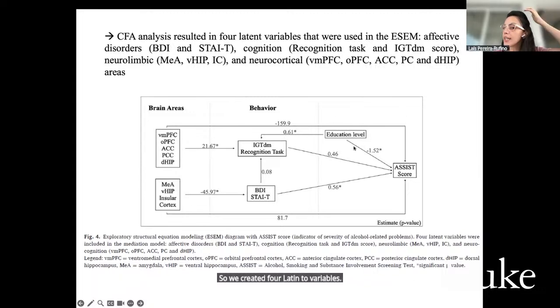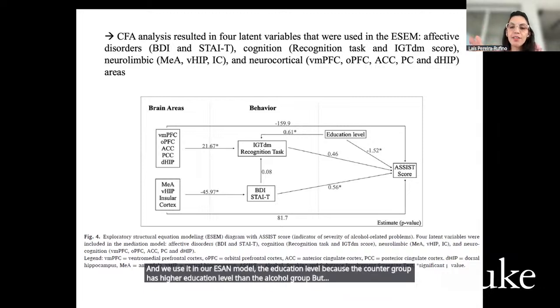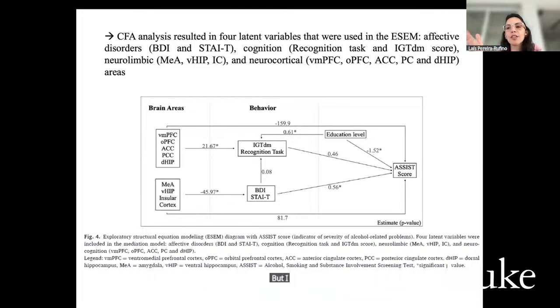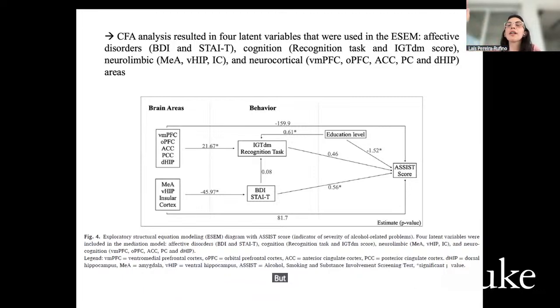And we use in our ESEM model the education level because the control group has a higher education level than the alcohol group, and it's a significant difference. But I want to make sure that all individuals have a high education. So all individuals have completed high school and graduation, but the control group has more years of studying, so they have a post-graduation.